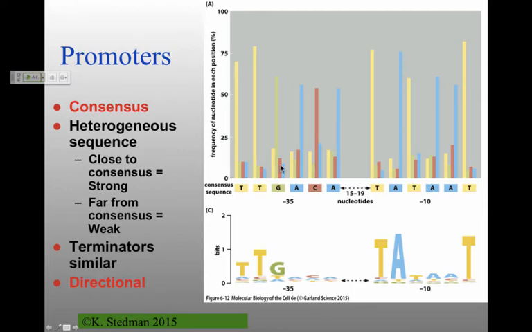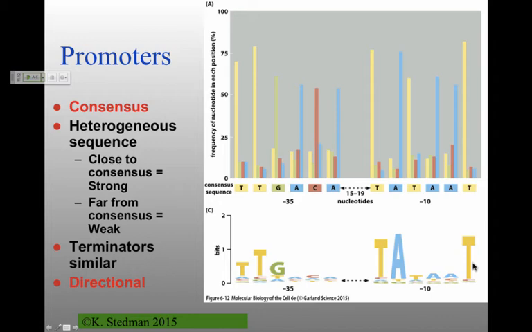And this is another way of presenting this down here at the bottom, where you see just frequency-wise, at minus 35, these 3 positions are almost always TTG, but you have some of the other ones. Minus 10, almost always TA, less frequently in the middle, and then almost always a T here at this position. So this is just a way of looking at multiple sequences simultaneously.